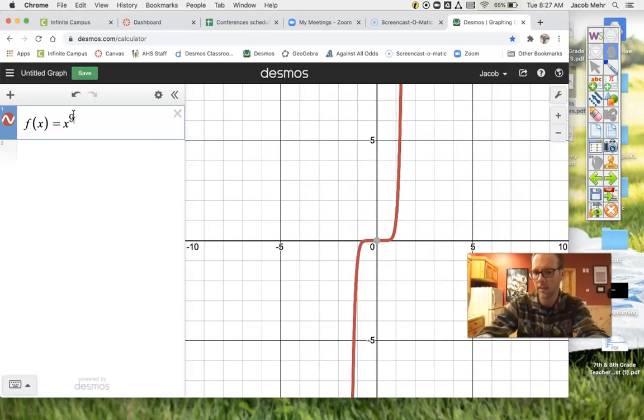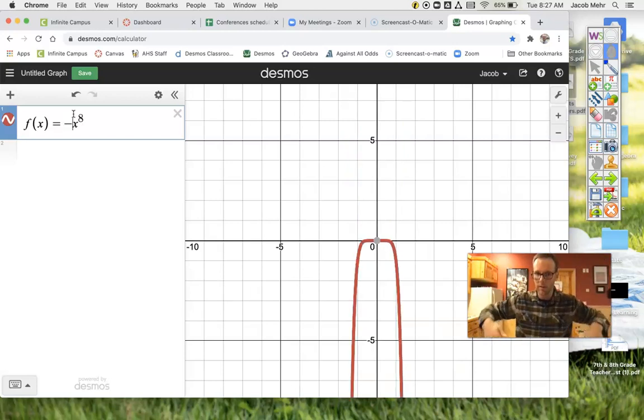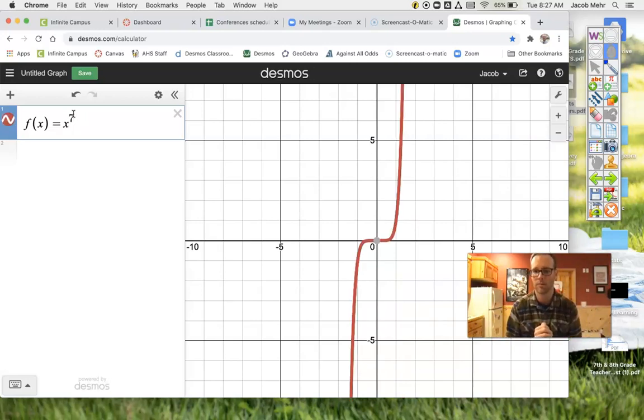An x to the 9th? An x to the 10th, and so on. So what we notice here is when the power is even, they both go in the same direction. Either they're both going up, so let me go back to the 8th. They're either both going up, or if there's a negative in front, they're both going down. If it is an odd exponent, now they go opposite directions.